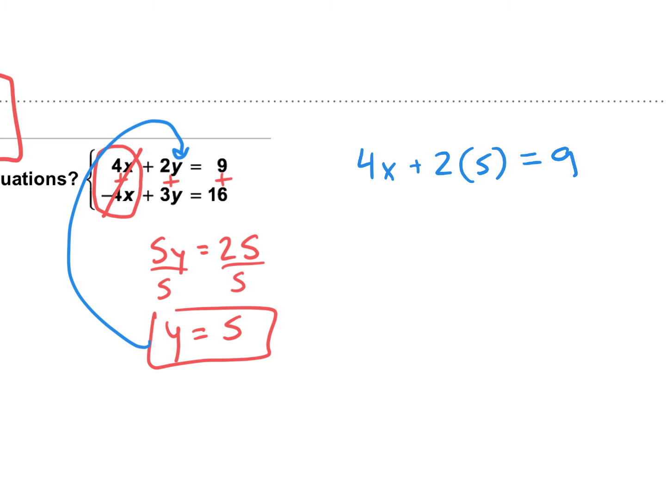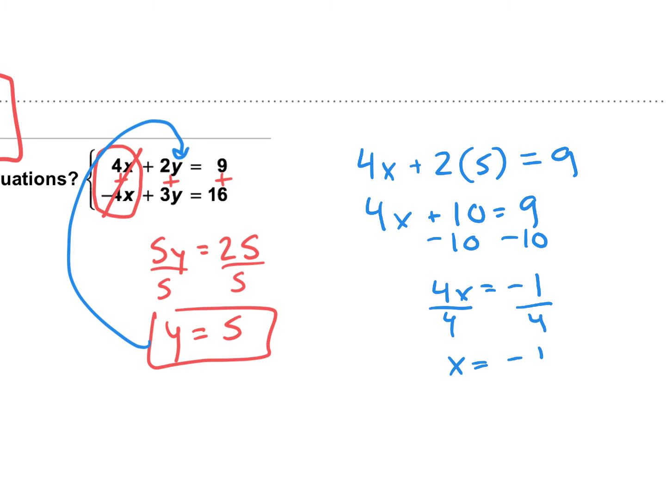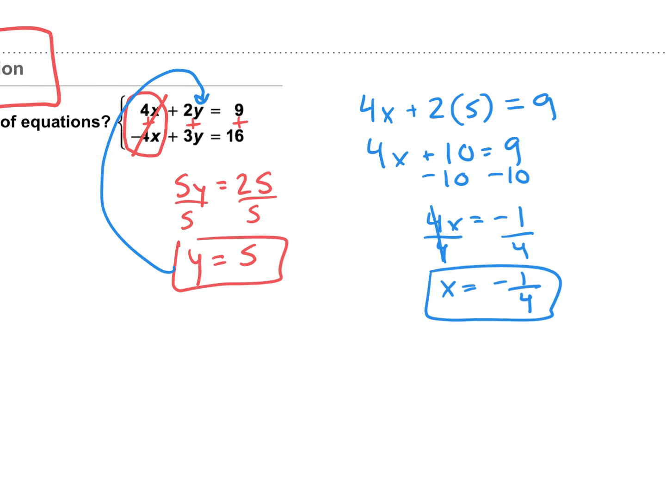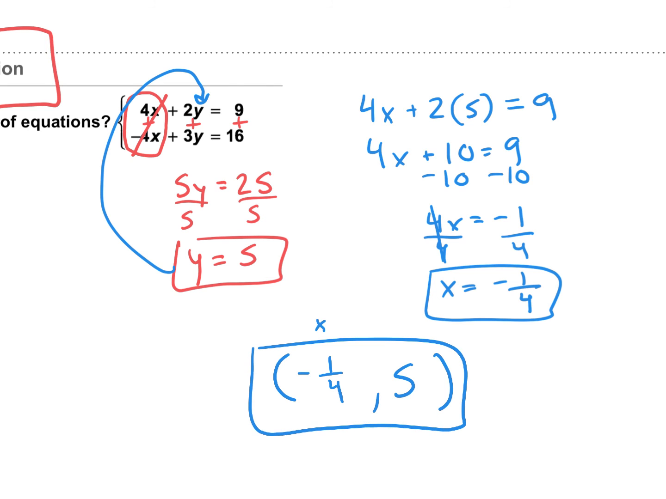What do I have to do first? Multiply. So 4x plus, what's 2 times 5? 10 is equal to 9. Then what should I do? Subtract 10. So 4x is equal to? What's 9 minus 10? Negative 1. And then what should I do? Divide. So what's x equal to? Negative 1 over 4. How would I write my answer? Negative 1 over 4, comma 5. The x comes first and then the y.